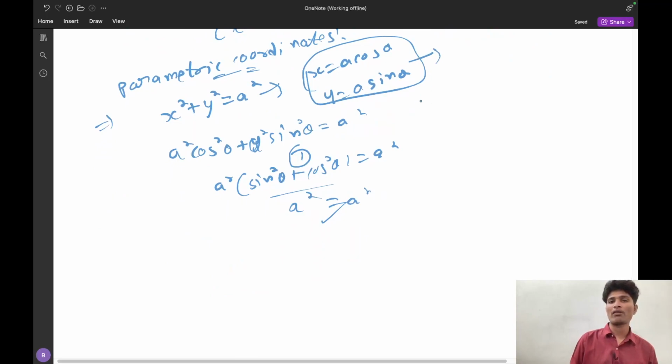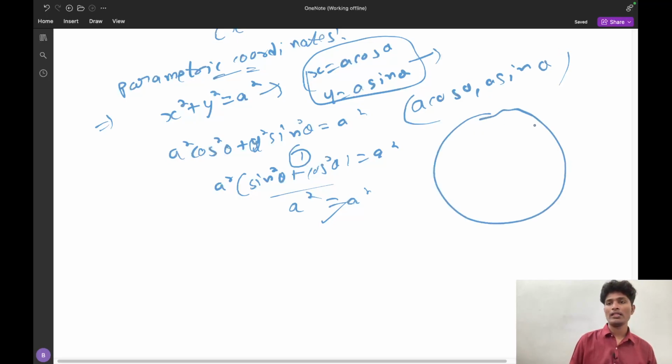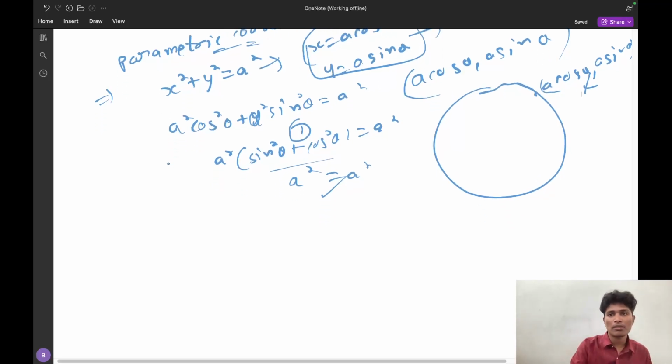So these are the parametric coordinates, that is a cos theta comma a sin theta is a point which is lying on the circle. Suppose this is a circle. This a cos theta comma a sin theta can be any point. This can be a parametric point on the circle. This is an important thing.